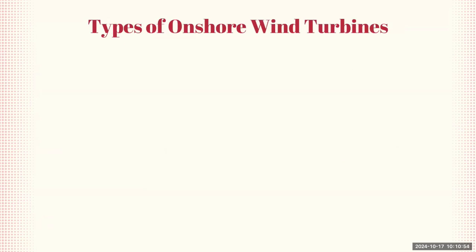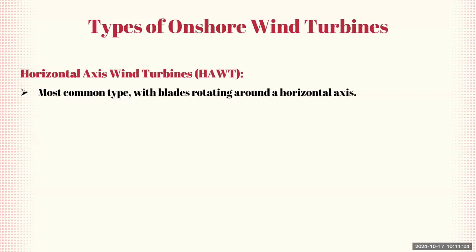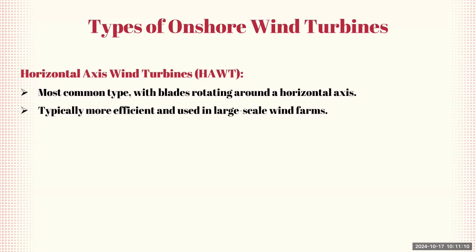Now let's talk about the types of onshore wind turbines, because there's more than one type. First, we have the horizontal axis wind turbines, also known as HAWT. These are the most common type. The blades rotate around a horizontal axis, and these turbines are typically more efficient and more used in large-scale wind farms. They require strong, consistent wind and are built taller to capture higher wind speeds.